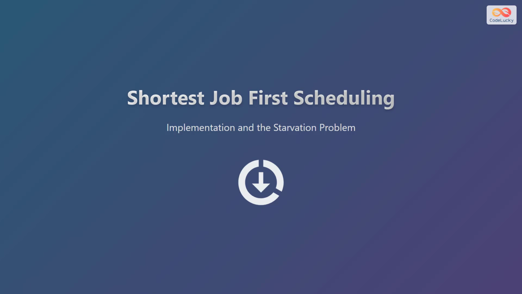Hello everyone, this video explains the shortest job first, also known as SJF scheduling algorithm, its implementation, and the starvation problem that it can cause.